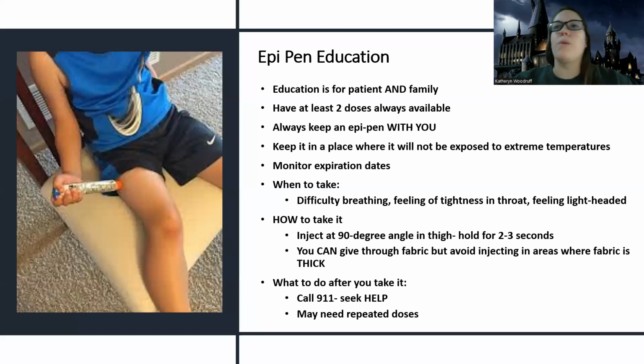And then afterward, most students don't really think about this, but you want to always think about, okay, this is an emergency med. Epi is an emergency med. So what are you going to do after? We're going to call 911, seek help, and know that they may need repeated doses. So in other words, you can't just take your EpiPen and be like, I'm good now, took my epi. They may need another dose, or we need to see if they could go into full anaphylaxis or anaphylactic shock. So we need to get help ASAP.